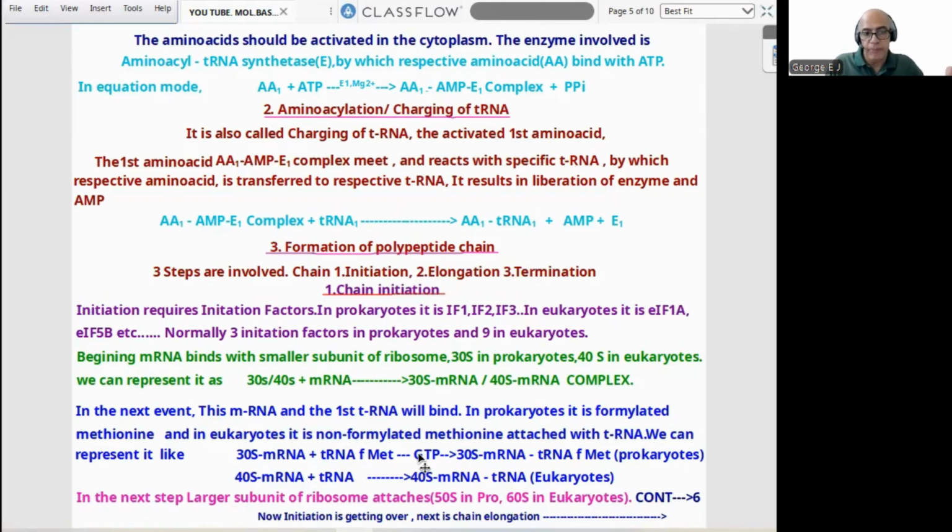After this, in the next step, the larger subunit of the ribosome attaches. So the larger subunit attaches: 50S in prokaryotes, 60S in eukaryotes. Ribosome structure you study in the chapter Cell: The Unit of Life. Now, with this, initiation is over, and next is chain elongation. So that was chain initiation. Now we can proceed to elongation.